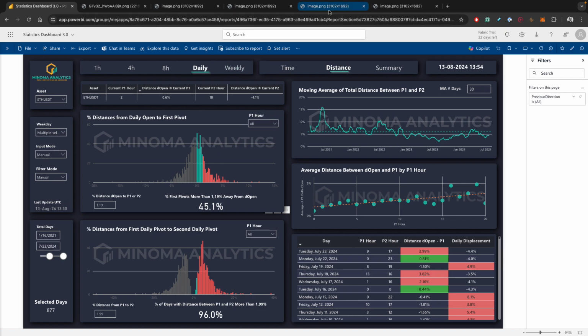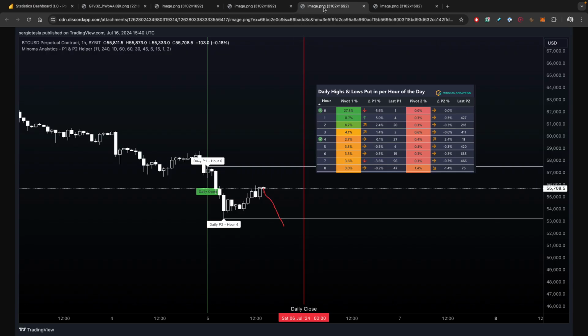All right, let's go on to one more example of another use case, which is to measure signs of exhaustion. The lower this value you get, the less likely it is that price will continue in the direction of P2 and further. So for example, let's take this. You've already seen some time-based statistics. What we can see right here is that daily P1 is hour 0, daily P2 at hour 4. What we see here is that only 0.4% of days have a daily P2 at hour 4.